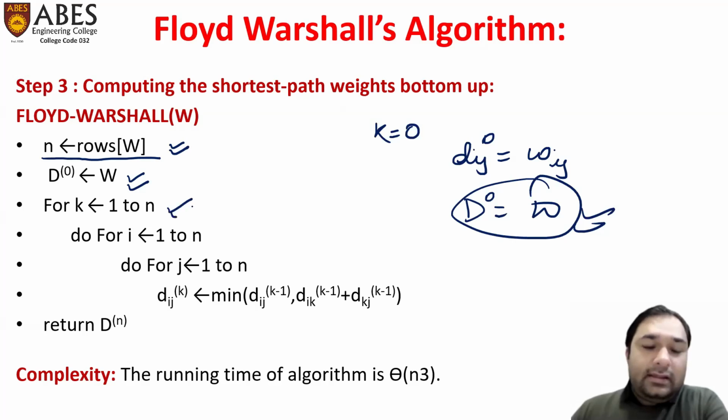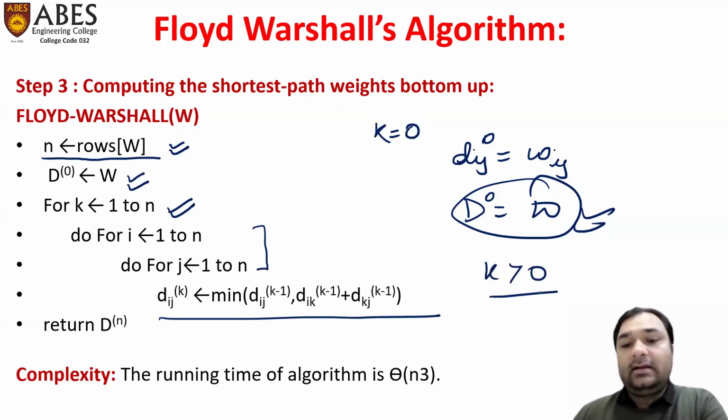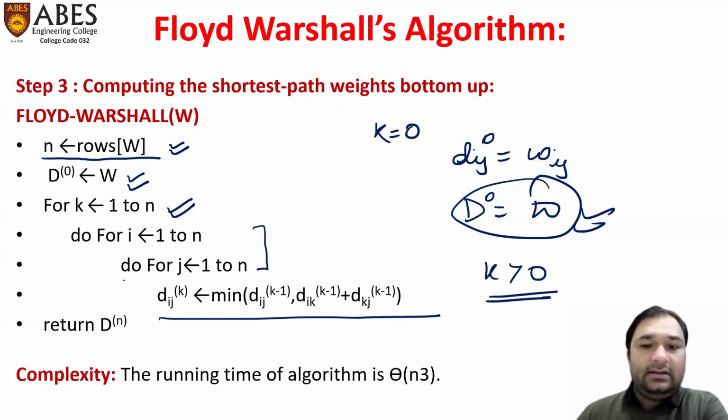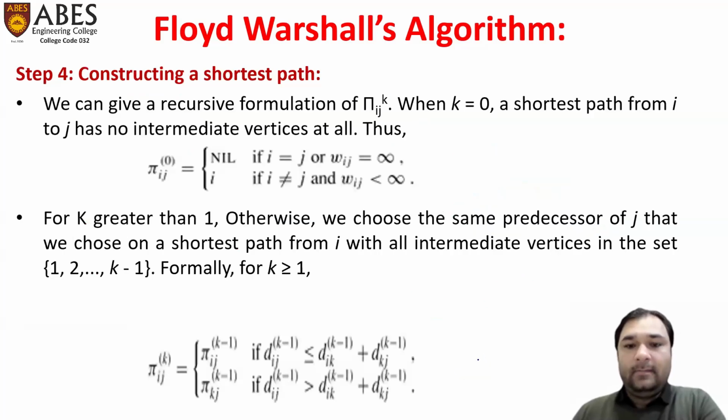If this is a for loop which we are running for the intermediate vertex, and this is a dependent loop of i to j, that is vertices. What we are representing is, if k is greater than or equal to 0, then these are the conditions, and we simply get this. And the running time complexity is n cube.